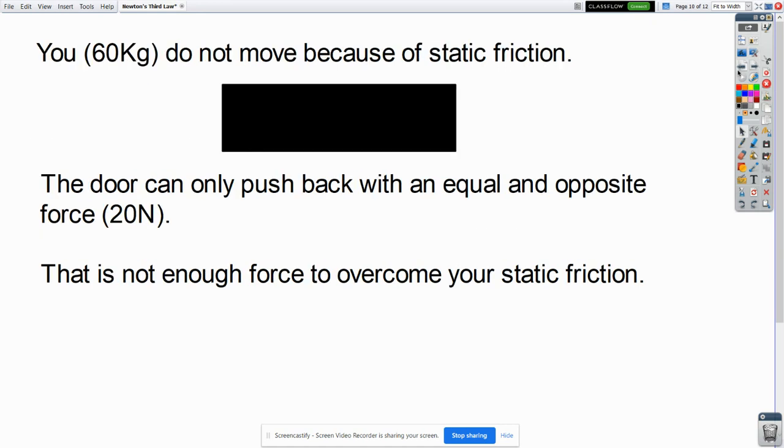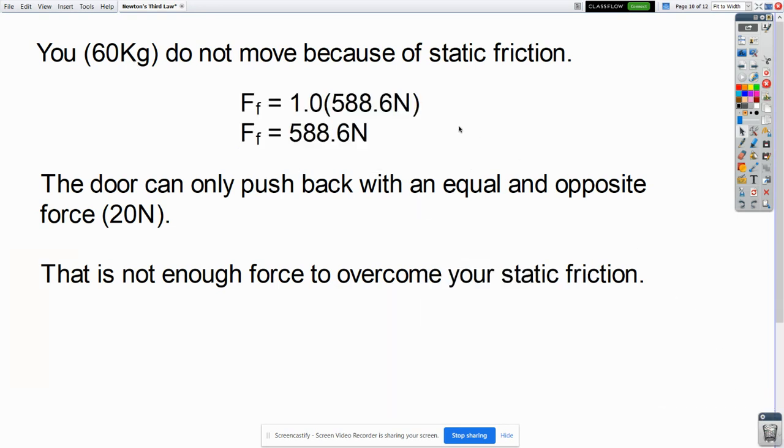The opposite reaction, the door pushes back on you. Average mass of an adult is 60 kilograms. That's where that number comes from. We punch that into the math.